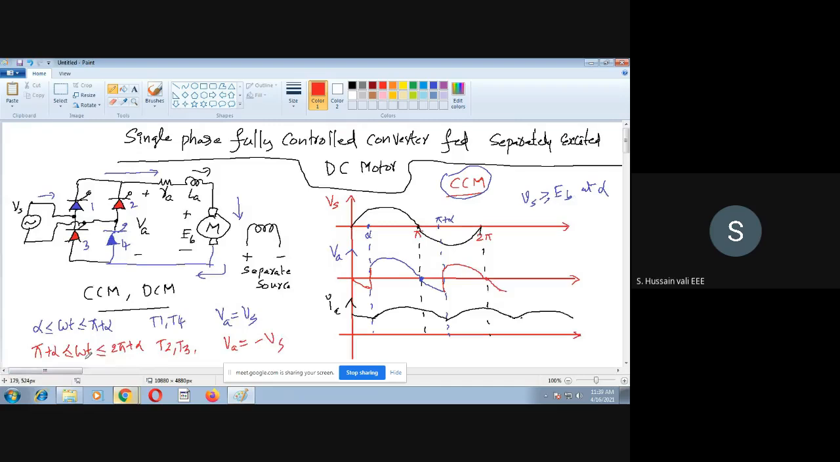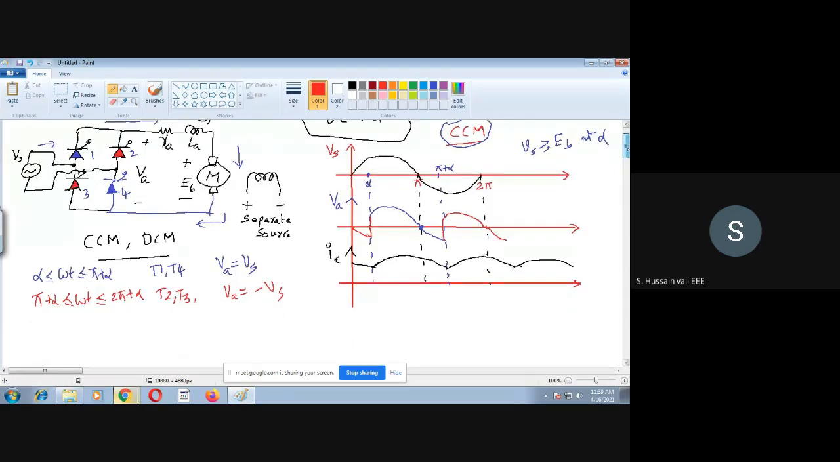Now, once we draw this waveform, what we are going to do is find out the average output voltage. What is the average output voltage? This is what I'm interested in now. Now you see how to find out the average output voltage.